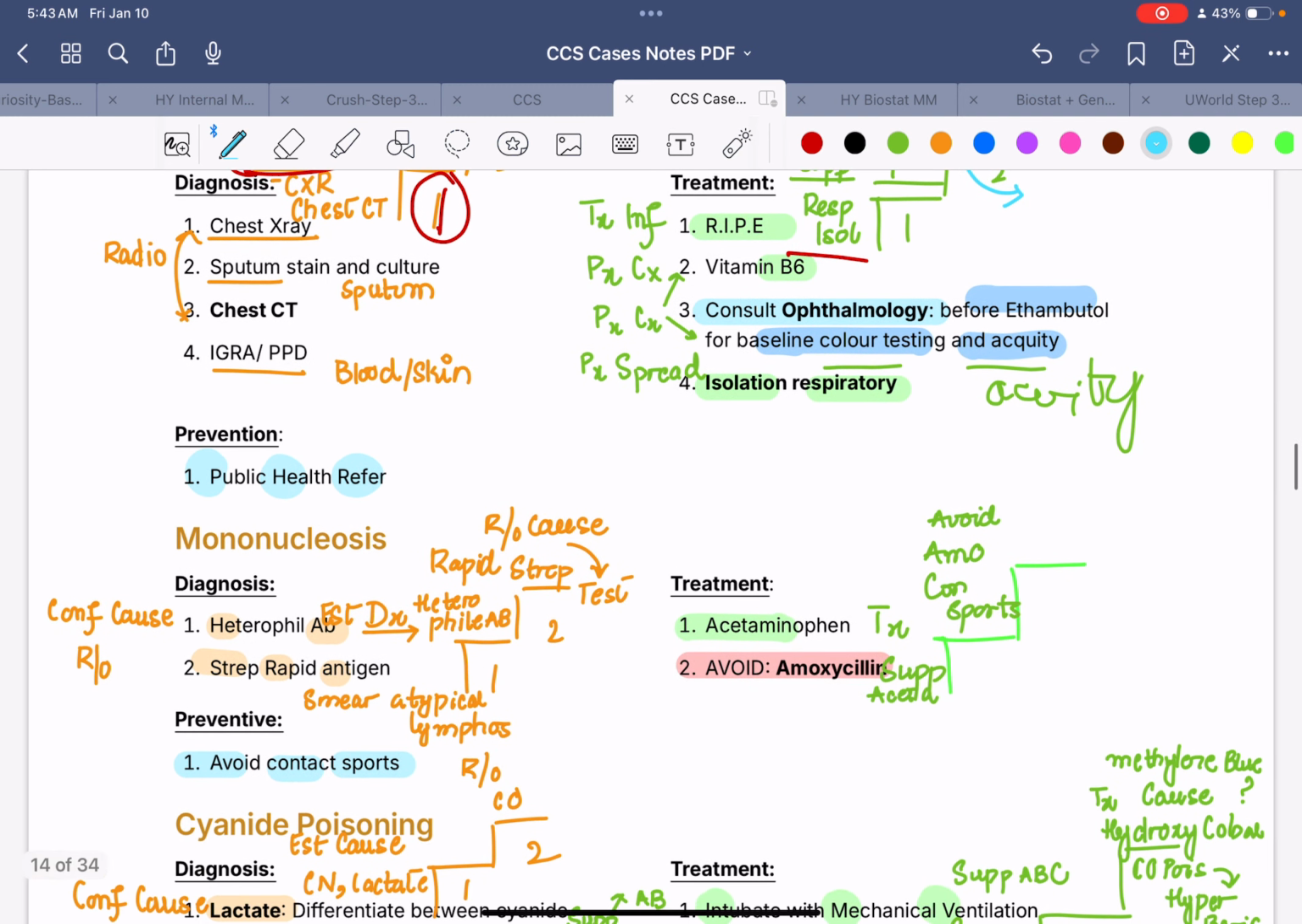Next on, we have infectious mononucleosis. The goals of diagnosis would be, number one, to establish the cause, that is infectious mononucleosis, and number two, to rule out some other infections such as strep throat.